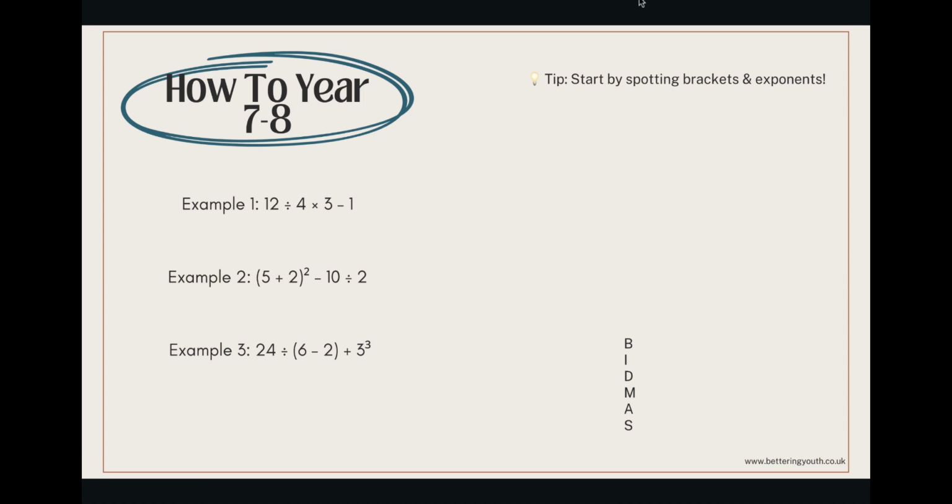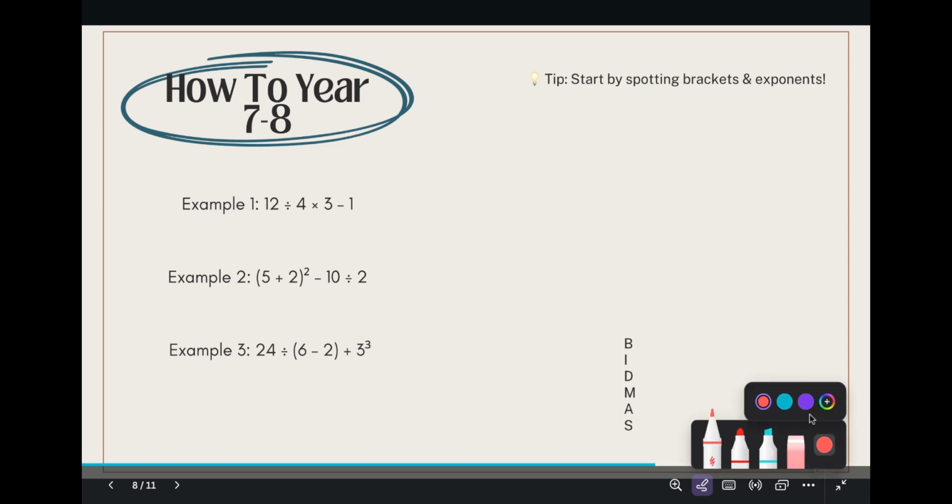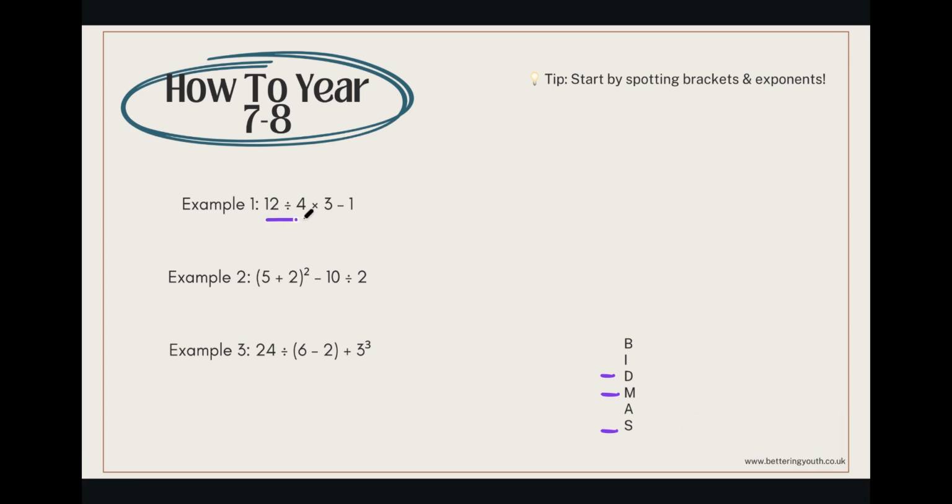Now the top tip for year 7 to 8 is to start by spotting those brackets and exponents. So basically become very aware of the types of questions that they are asking. First things first, we have division, we have multiplication, and a subtraction. So let's check. Does the division come before the multiplication? Yeah, in this question it does. So 12 divided by 4, that gives us 3.